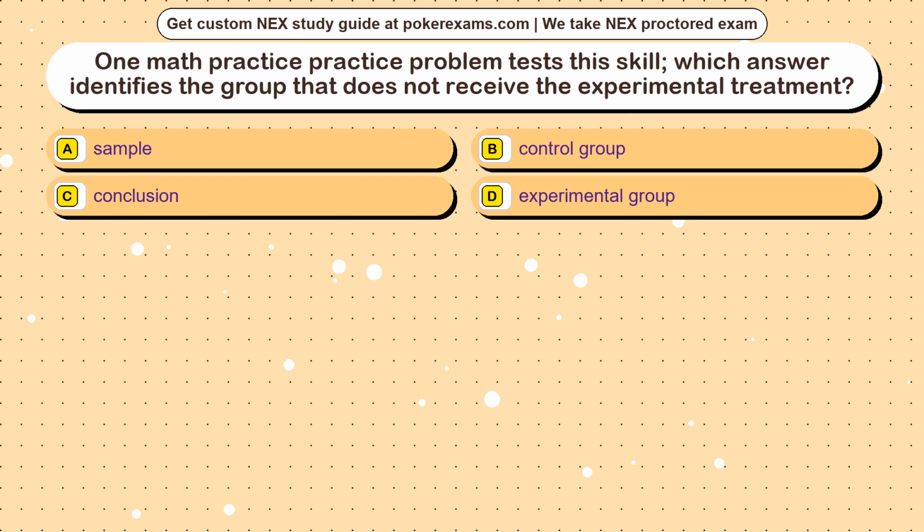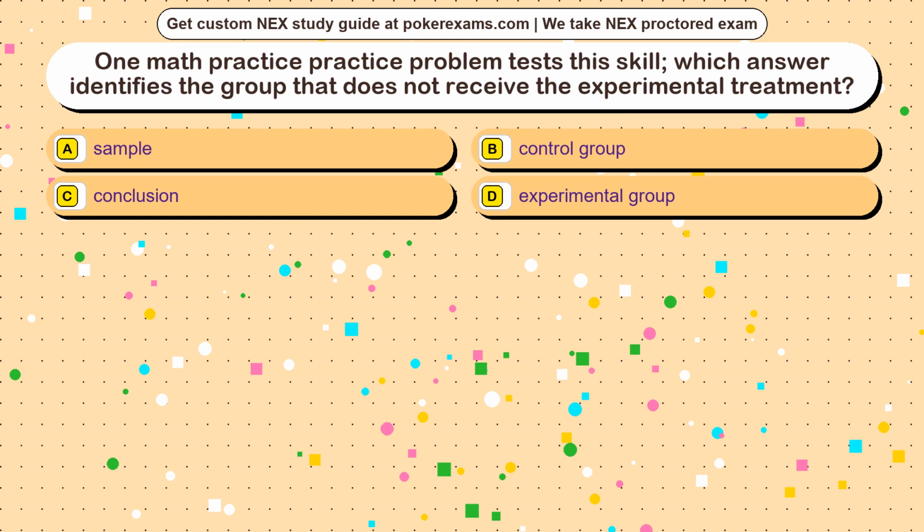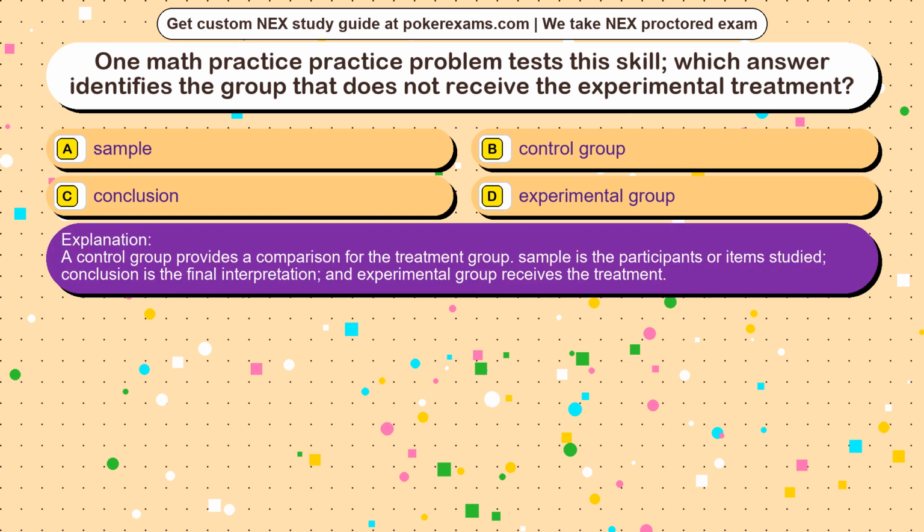Question 11. One math practice problem tests this skill. Which answer identifies the group that does not receive the experimental treatment? Option A, sample. Option B, a control group. Option C, conclusion. Option D, experimental group. The correct answer is option. A control group provides a comparison for the treatment group. Sample is the participants or items studied, conclusion is the final interpretation, and experimental group receives the treatment.